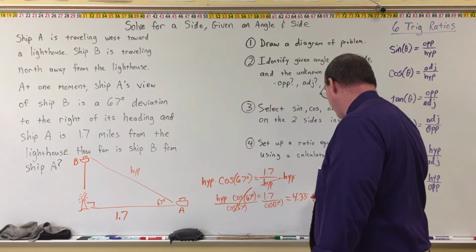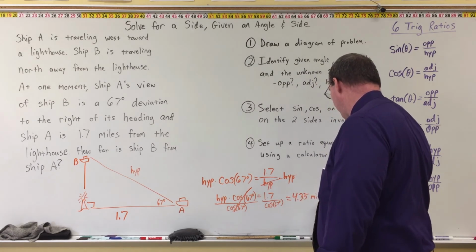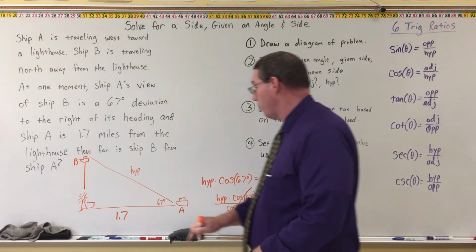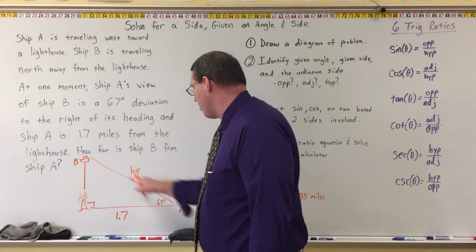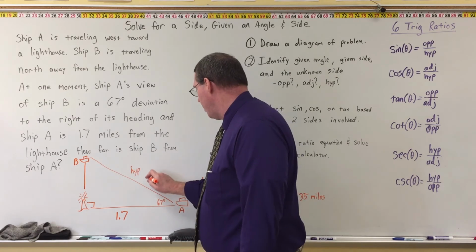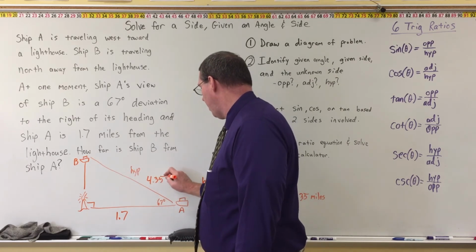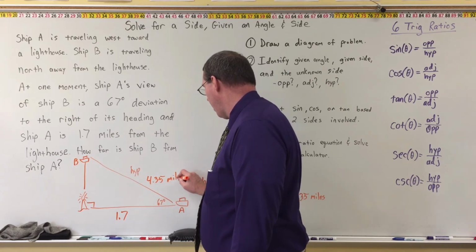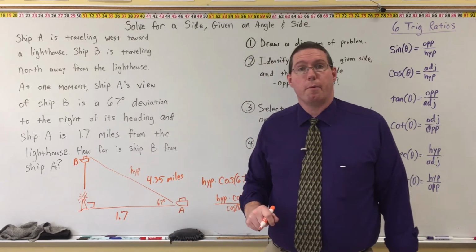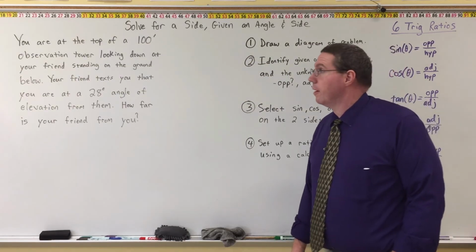4.35 what? Well, it's miles, because we're doing this whole thing in miles, because we were told 1.7 miles. So the distance between ship A and ship B is 4.35 miles. Okay? All right, let's do one more example. All right, our last example here.